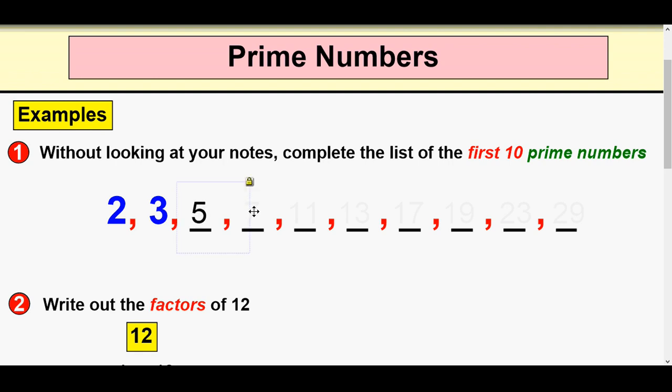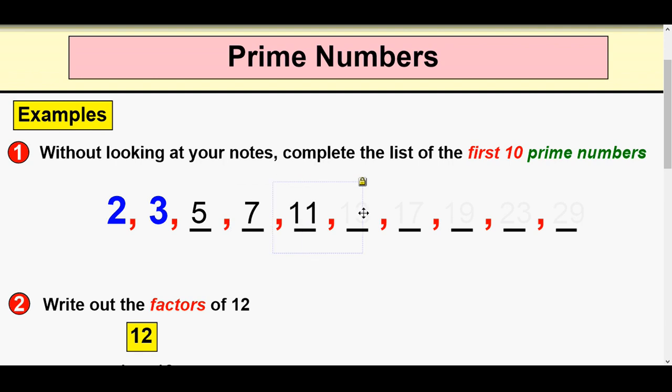You can pause this and try it yourself. But 7 will be next. Common mistake is people put 9. They kind of got the odd numbers. In fact, all prime numbers are odd apart from 2. 2 is the only even prime number, but the rest are all odd. The reason they're odd is because if they were even, they would divide by 2 as well as themselves and 1. But anyway, 9 is not a prime number. It divides by 3 as well as 9 and 1.